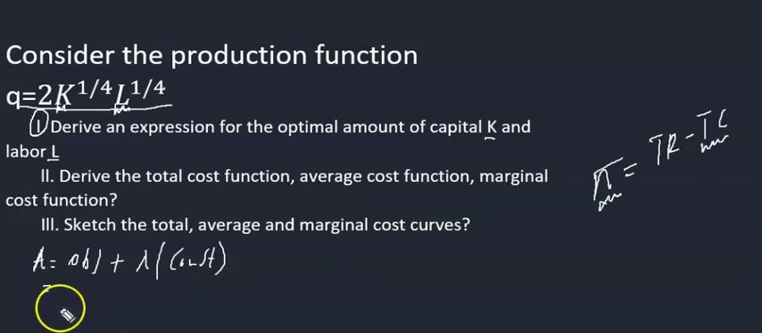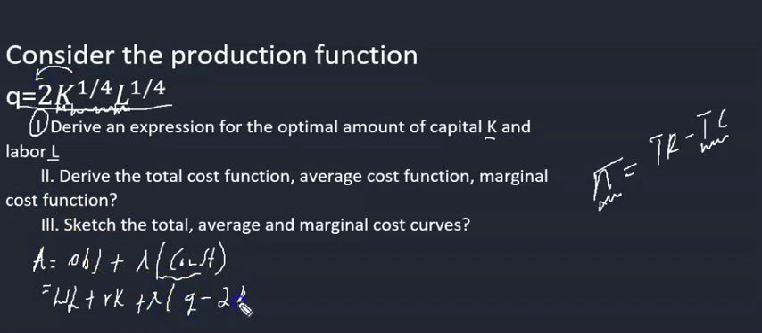But what is the expression for total cost? The total cost is just given by price of labor multiplied by the amount of labor plus price of capital multiplied by the amount of capital, and plus here the constraint will be the production function that we have in here. So we'll just take these things to the other side so that we have lambda there, then Q will be minus 2K^(1/4) L^(1/4), just like so.